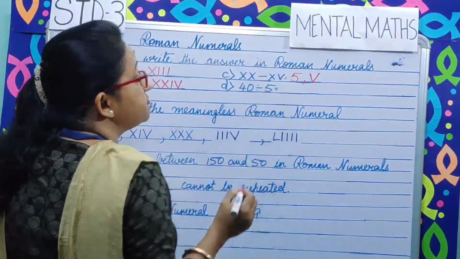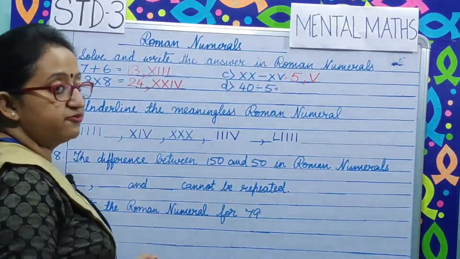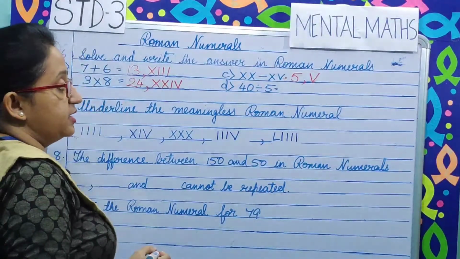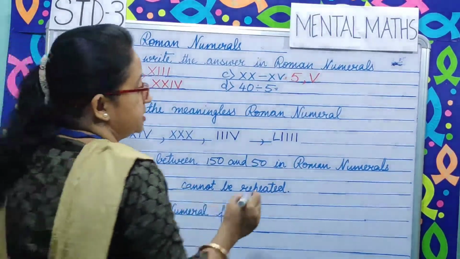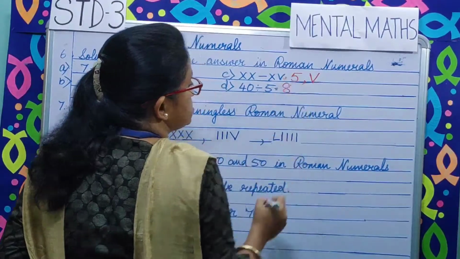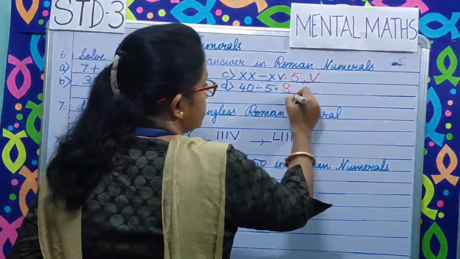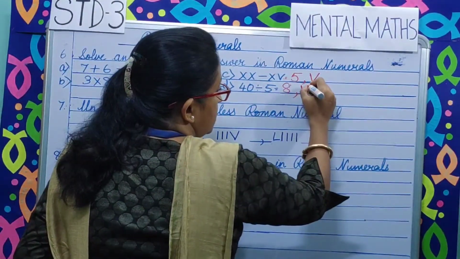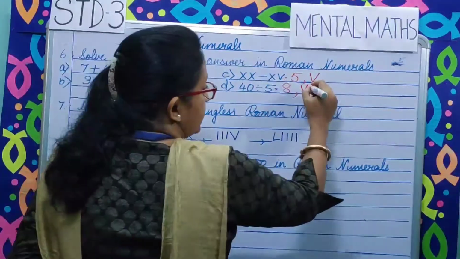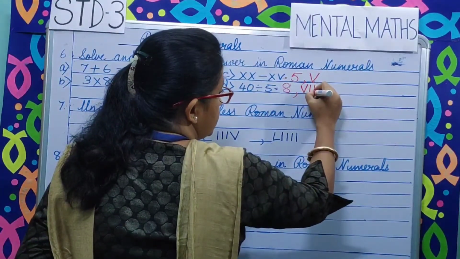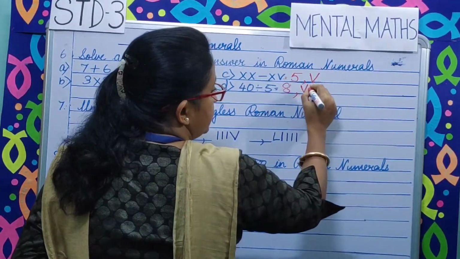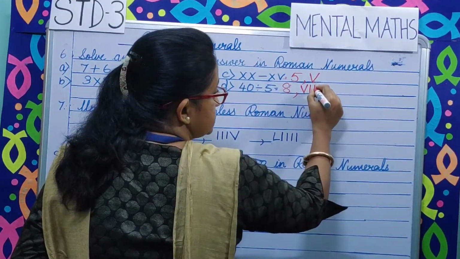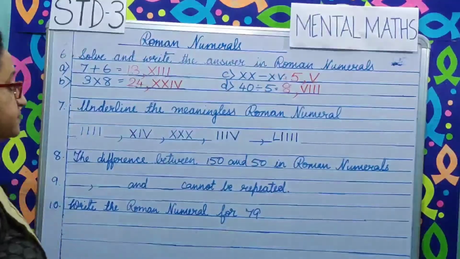40 divided by 5. 40 divided by 5 is how much, children? 5 8s are 40. So, 8 is your answer. And how do we write this in Roman numerals? V represents 5 plus I plus I plus I. 5 plus 1, 6 plus 1, 7 plus 1, 8.